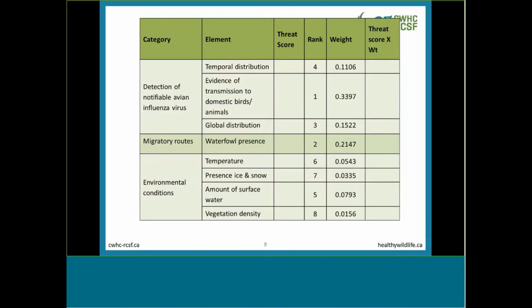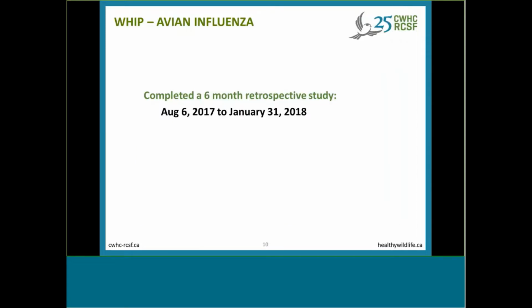You'll notice that instead of 7 elements, we have 8, because we had temperature and the presence of ice and snow together. And I was just having so much trouble trying to apply the data that we were getting to the definitions. There were just too many permutations between the two, so I had to split them apart. Next slide, please. So we completed a 6-month retrospective study, 26 weeks, started August 6th and ended at the end of January.